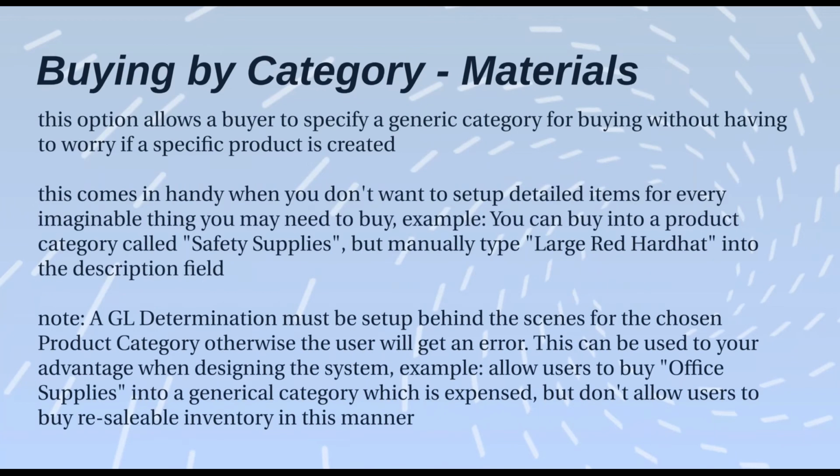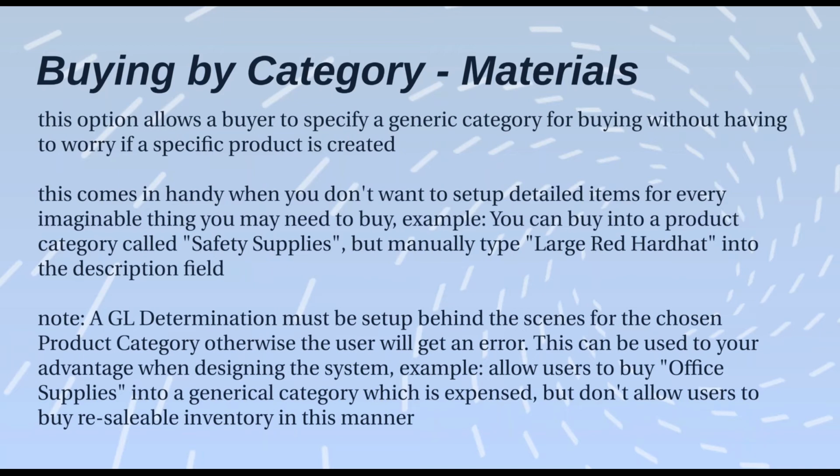So, buying by category materials. This option allows the buyer to specify a generic category without having to worry if a specific product is created. So where does this come in useful? If you have a product category, for example, that's something like safety supplies, in the description, you could type in the specific safety supply you are buying. So large red hats, extra large coveralls, work boots.